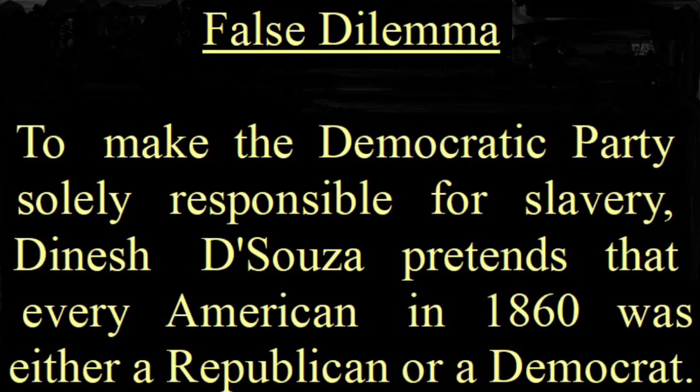A somewhat better way to debunk the argument is to note that its logic is flawed. D'Souza commits the fallacy known as false dilemma. His argument assumes that everyone in the United States in 1860 was either a Republican or a Democrat, and that if slaveholders were not Republicans, then they must have been Democrats. That is a false dilemma.